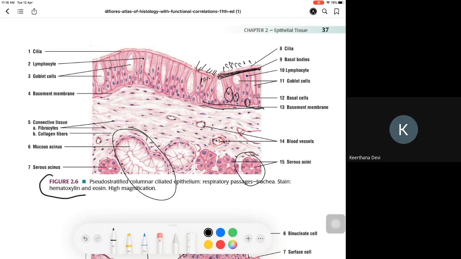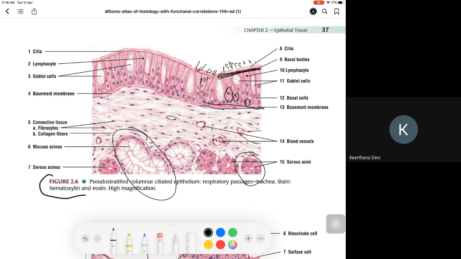Okay. Read, ma. Figure 2.6. Pseudostratified columnar ciliated epithelium, respiratory passage, trachea, stain hematoxylin and eosin, high magnification. On the right side, cilia is first, and then lymphocytes are seen, then goblet cells, then basement membrane, and then the connective tissue with fibrocytes and collagen fibers, and then mucus acinus is seen. Along with that, serous acinus is also seen.